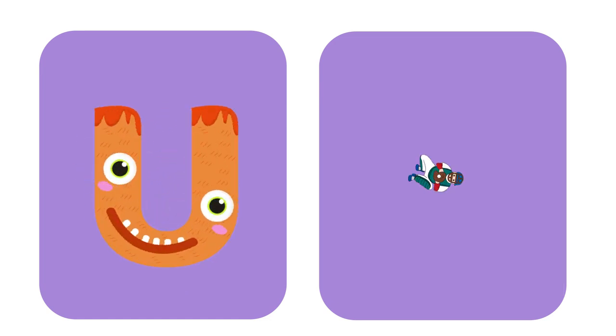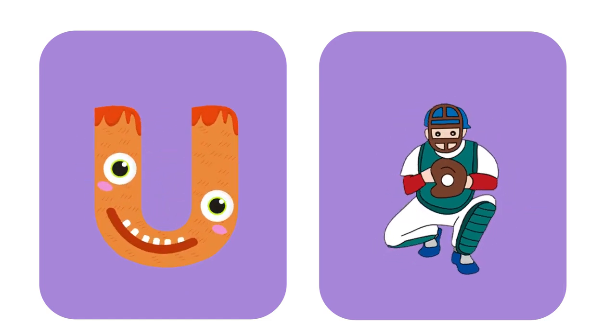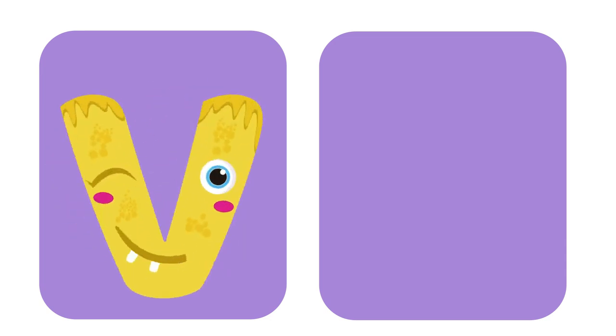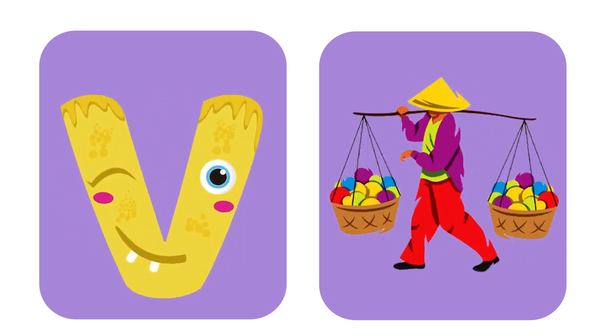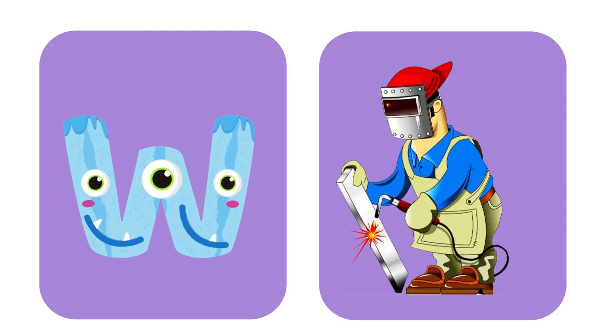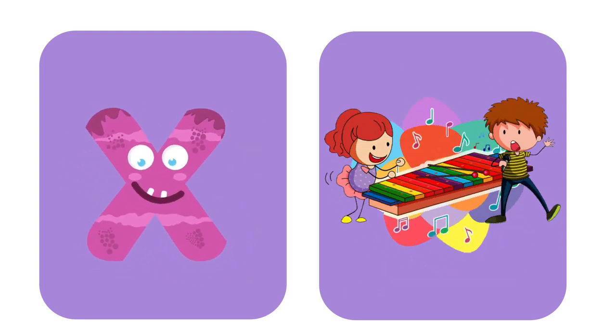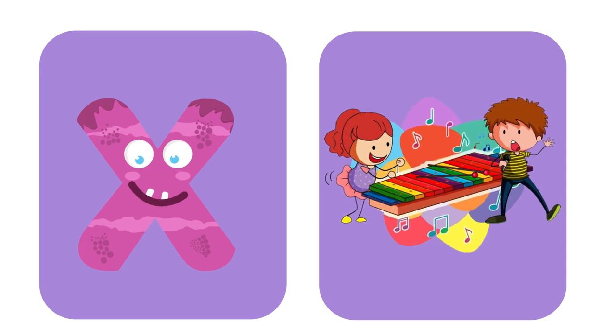U is for umpire. V is for vendor. W is for welder. X is for xylophonist.